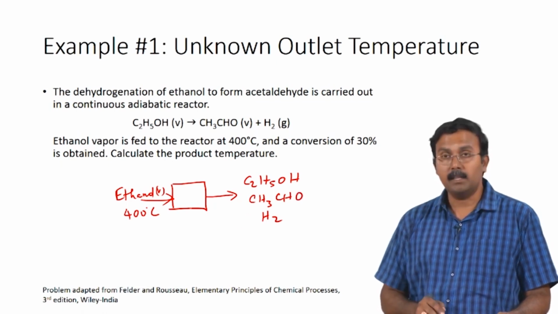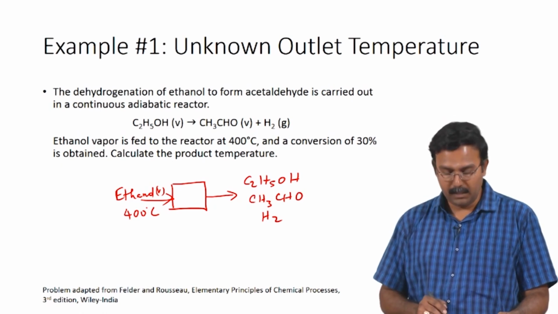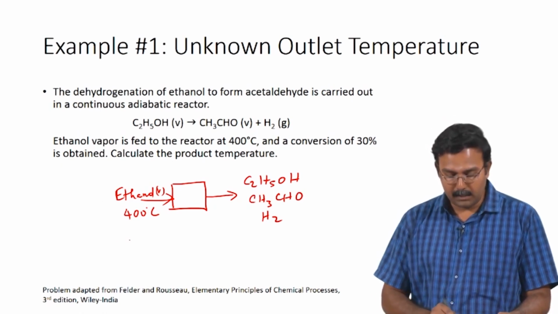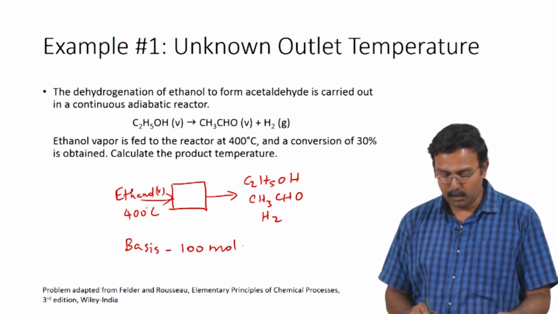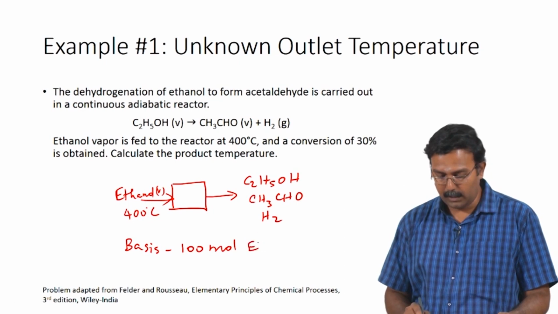We now need to identify the molar flow rates for each of these components. So, let us assume a basis for performing these simple material balances. So, we will assume that 100 moles of ethanol is actually entering the system. So, we will just call this as 100 moles of C2H5OH in feed.